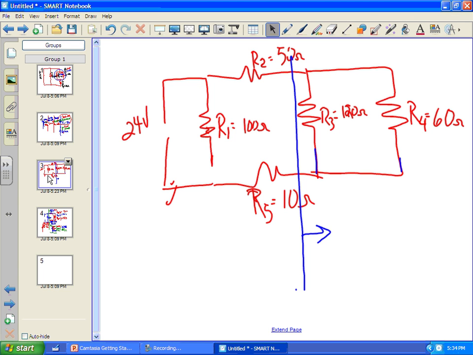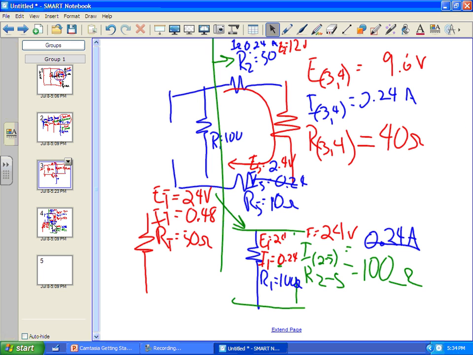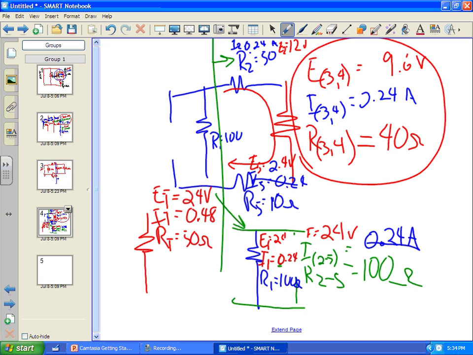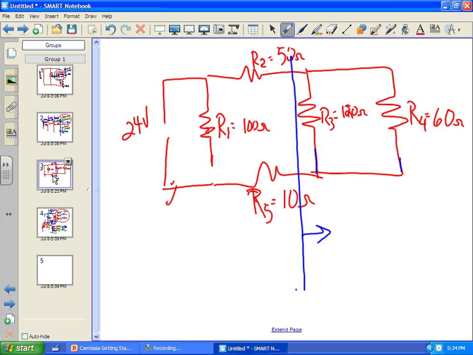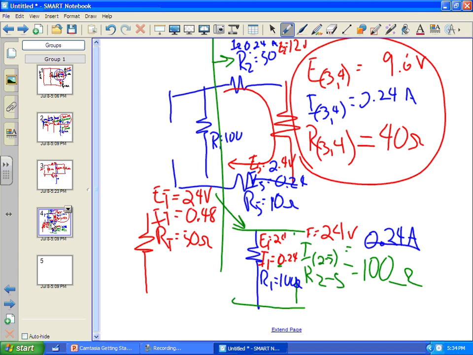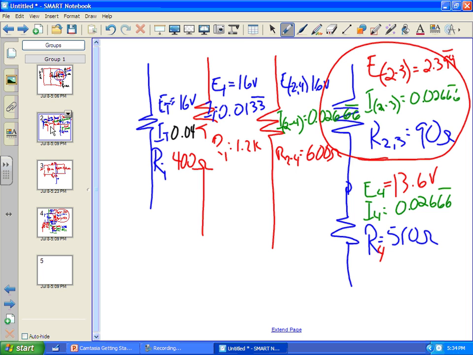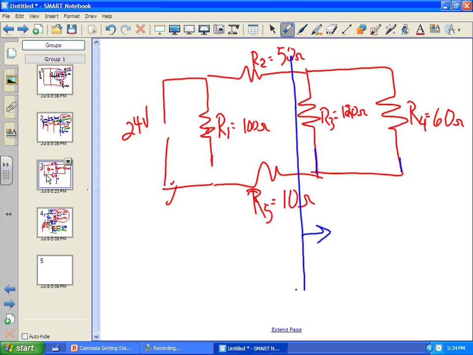So here we have 3, 4, and we want to go back and look at our final analysis. We're looking at this whole set right here for 3, 4, right? And that simplification back here, this part is in parallel. So what are we going to take from this? It's parallel, so we're going to take our voltage. Let's go back there and put in 9.6 volts.